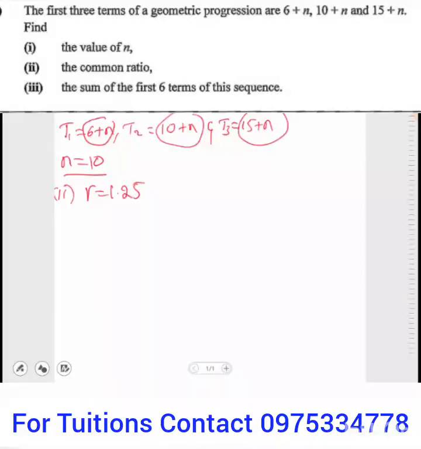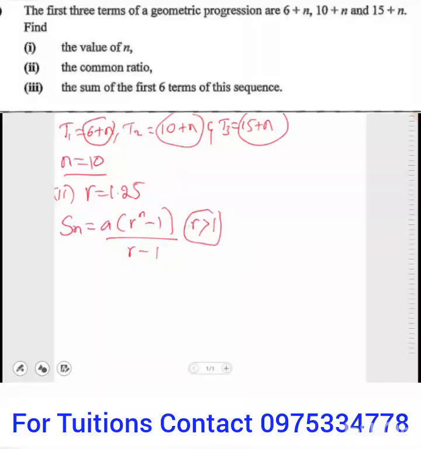So the third question, here we have this question where you find the sum of the first 6 terms. The formula is Sn is equal to a, open bracket, r to the power n minus 1 over r minus 1. This one works when r, the common ratio, is greater than 1.